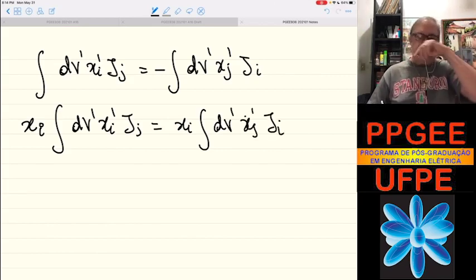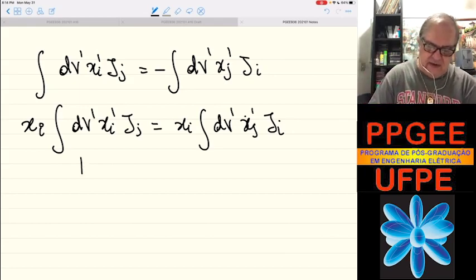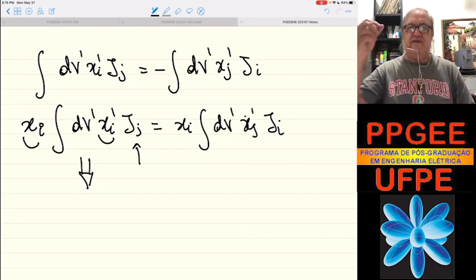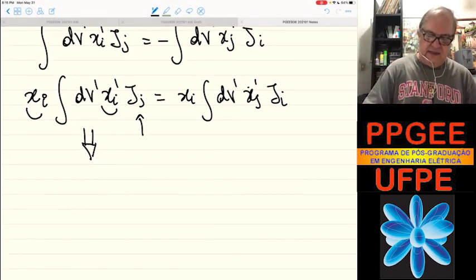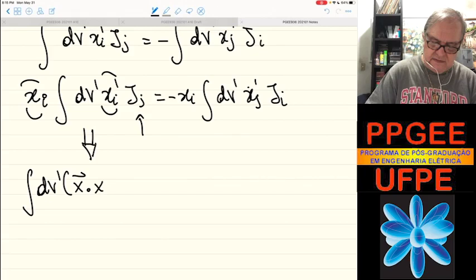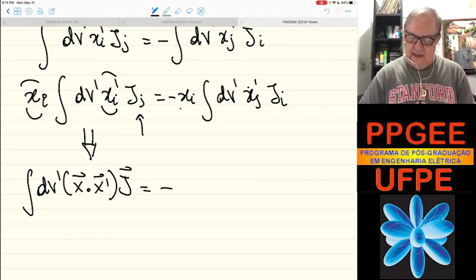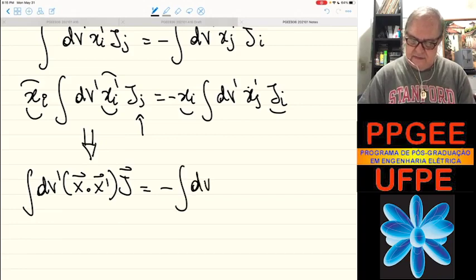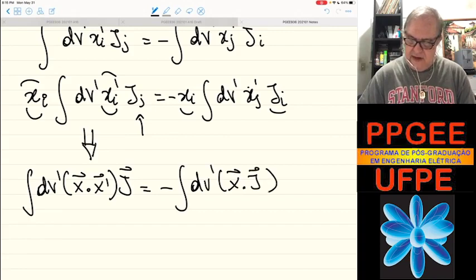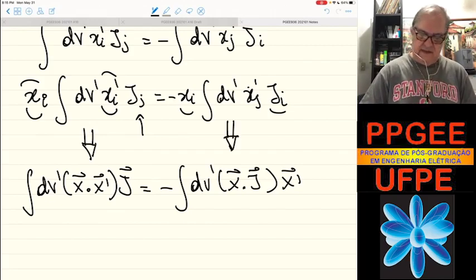So every time we have a repeated index, it means we are summing on that index. And also we can compose all these terms to make the vector. So this is going to generate a dot product between x and x prime. And when we sum on j, multiplied by the versor aj, you're going to have the vector j. So this is going to generate something like this: the integral dv prime dot product of x with x prime times j, after you get all the components, equals minus the dot product of x with j x prime. So that's what we have. That's the result we have, right? So this gives this, this gives that.